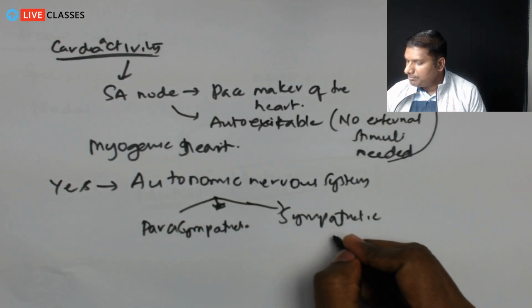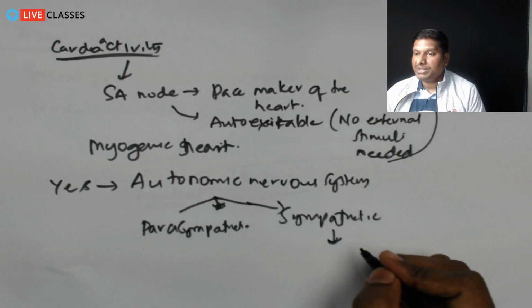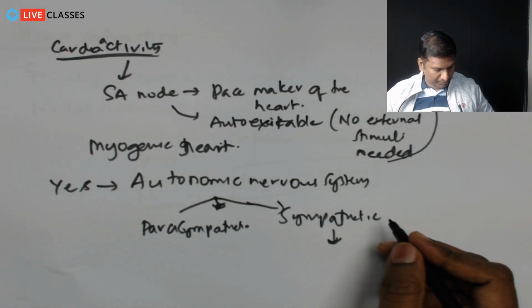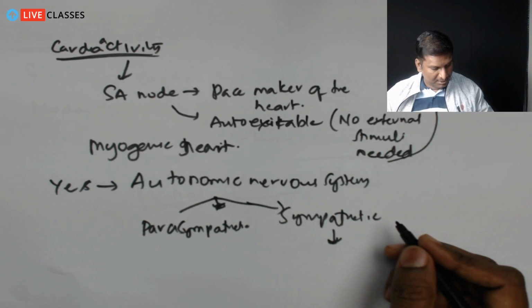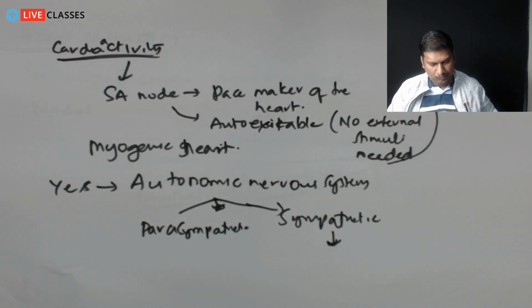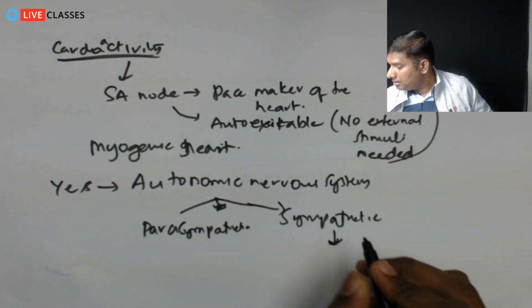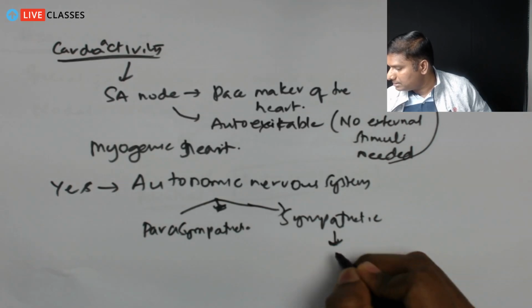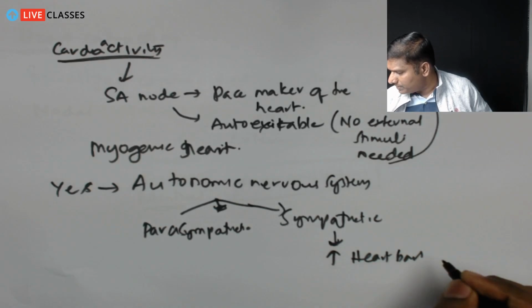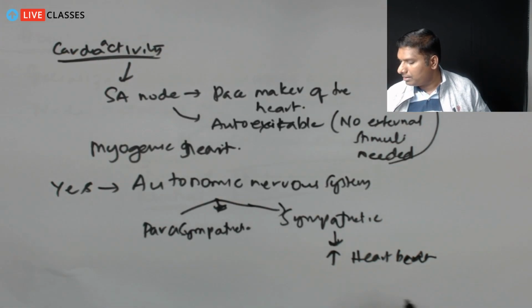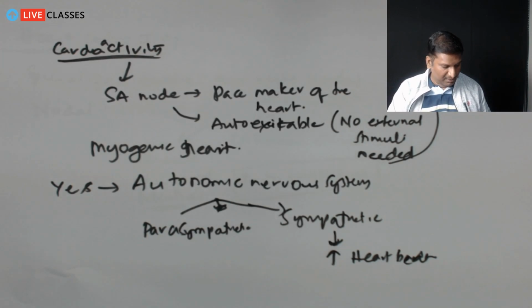Now the sympathetic nerves control the heartbeat. They actually increase the heartbeat in different situations. And you have your parasympathetic nerves. Let me tell you the exact location where they are present.